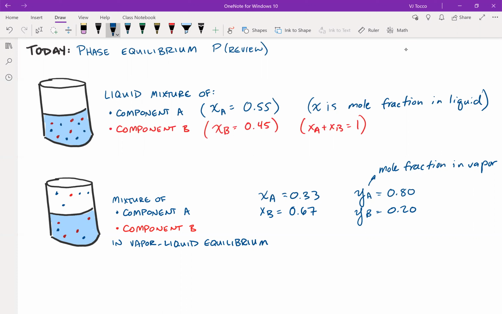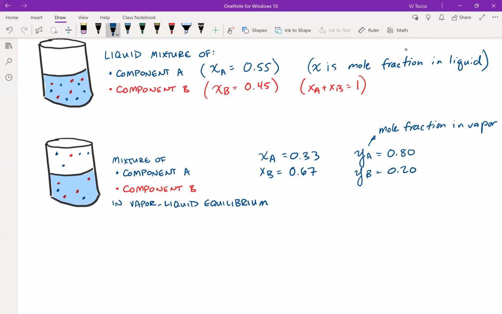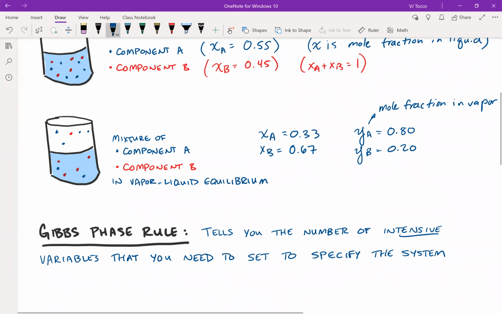Notice that I said initially that my goal was to separate these two components into nearly pure component A and nearly pure component B. I would say that I haven't quite done that yet. 80% and 33% are not really pure components, so why can't I do better than that? Well, remember that phase equilibrium is governed by an equation. So first I have to introduce the concept of Gibbs phase rule. And remember from MEB that Gibbs phase rule is telling you how many intensive variables you need to set in order to specify the system.